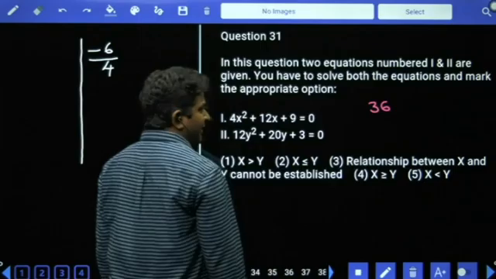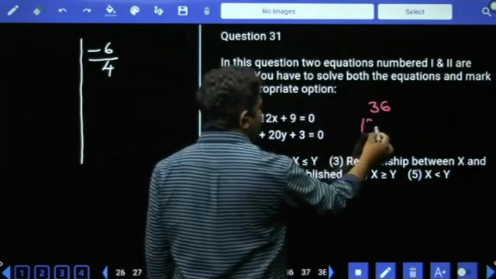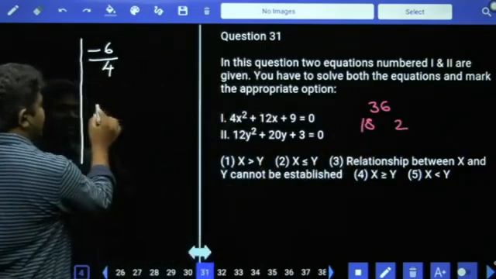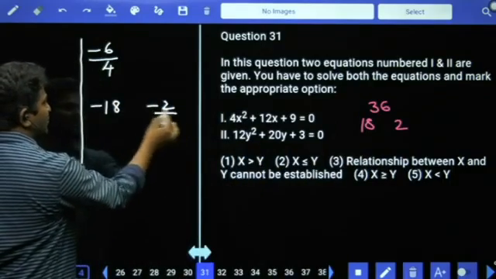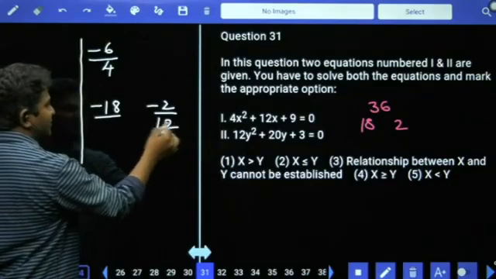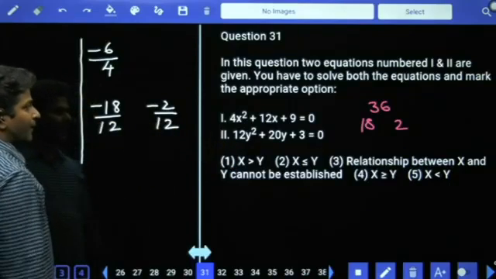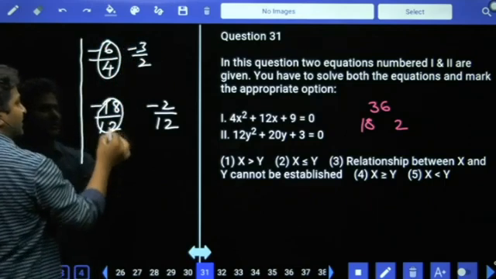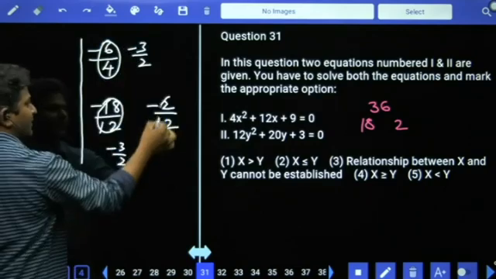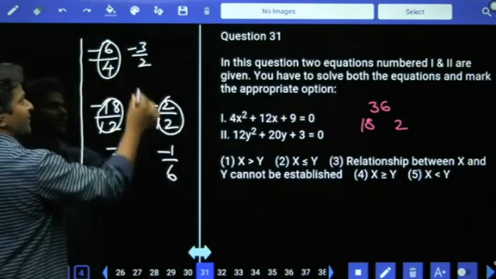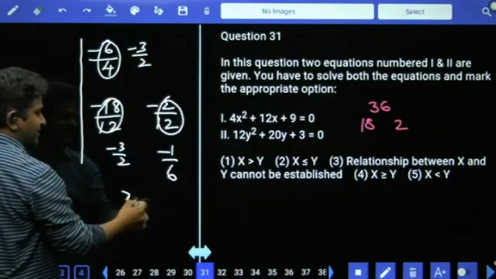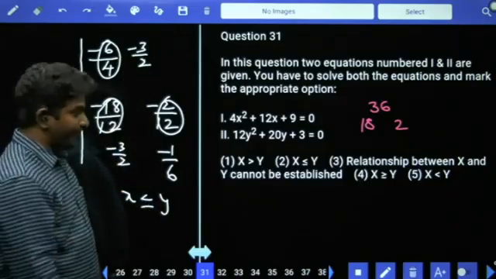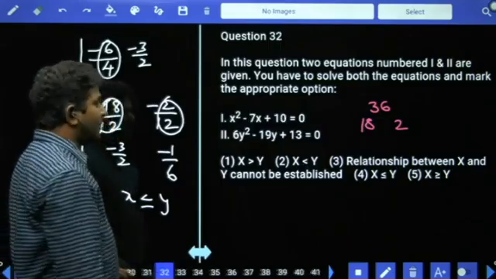36 can be written as 18 into 2. 18 plus 2 is 20. Then the factors are minus 18 and minus 2 divided by the coefficient of y square, which is equal to 12. This is minus 3 by 2. This is also minus 3 by 2, minus 1 by 6. Minus 3 by 2, minus 1 by 6: x less than y. Minus 3 by 2, minus 3 by 2: x equal to y. So x less than or equal to y.